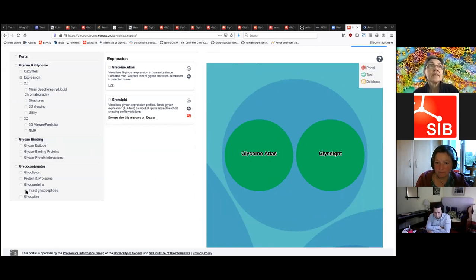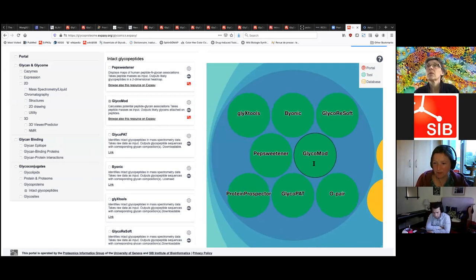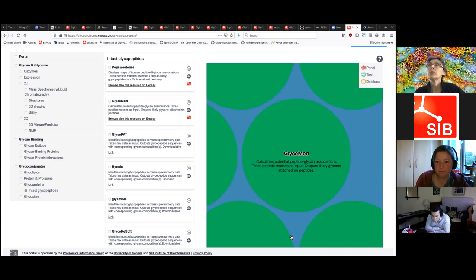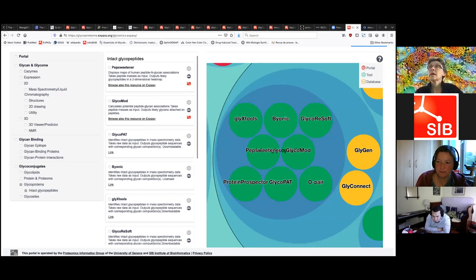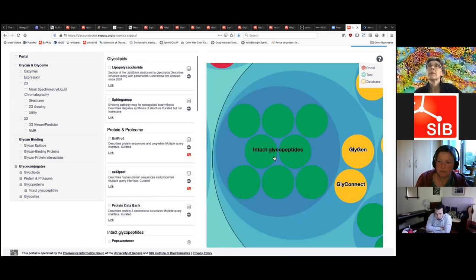If you want to see the intact glycopeptide, you see it's a very busy bubble with lots of tools that are described here. So the oldest, GlycoMod, which has been sitting on ExPASy for the last 20 years almost, I think it was 2002 or something like that. And it's widely used. And this is the most recent, a new search engine released in 2020 to identify all glycopeptides. So you can always zoom out. Here we have GlyGen and GlyConnect as the glycoprotein related. So this is the glycoprotein bubble here.